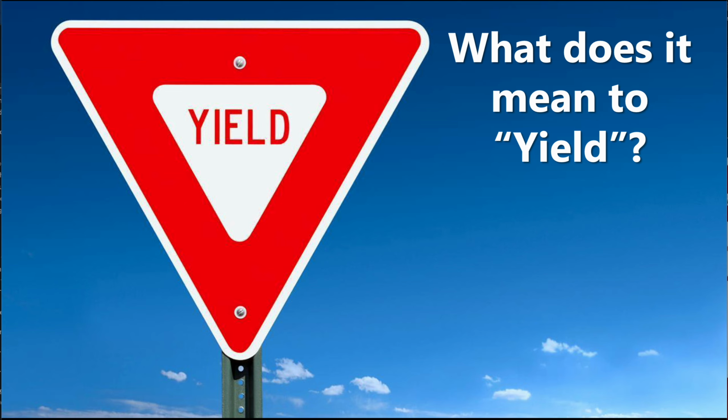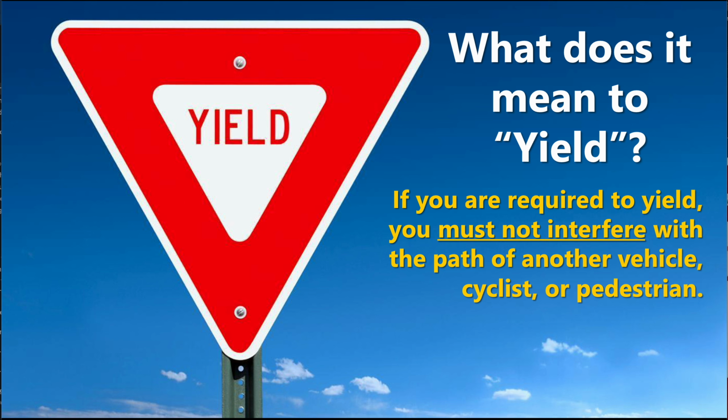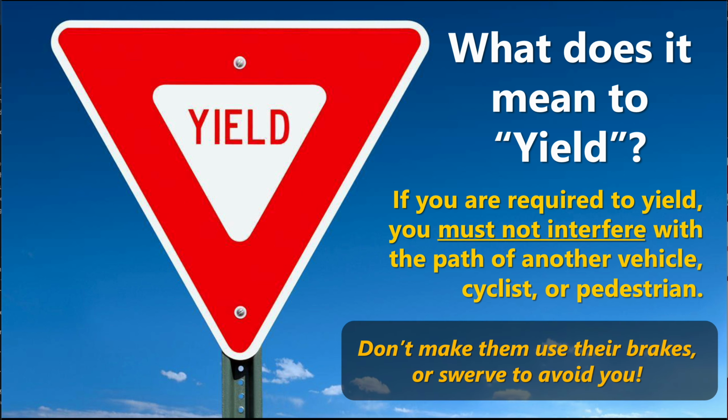So remember, while the applicant's driving around, right, they must not interfere with the path of another vehicle, cyclist, or pedestrian if they are required to yield. Okay, so if they do interfere, which means they cause the vehicle, cyclist, or pedestrian to slow down to avoid them, but not take extreme measures, you're going to have to score this 4-point right-of-way violation. Remember, the applicant's not supposed to make them use their brakes or swerve to avoid them. So let's cover some of the right-of-way situations you may see here.